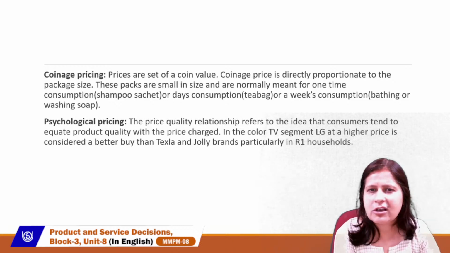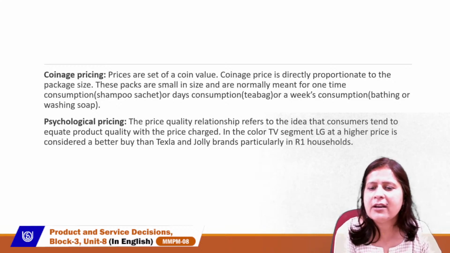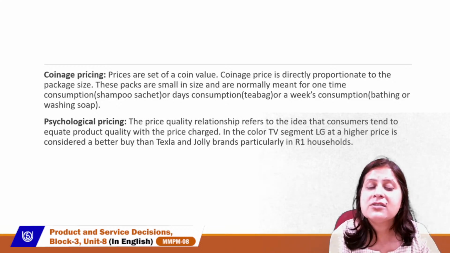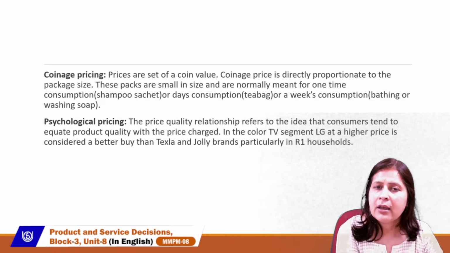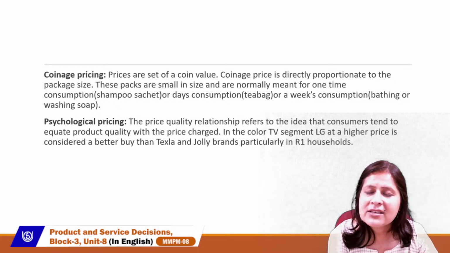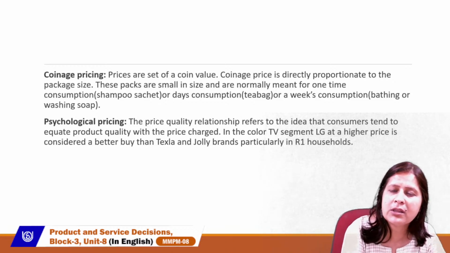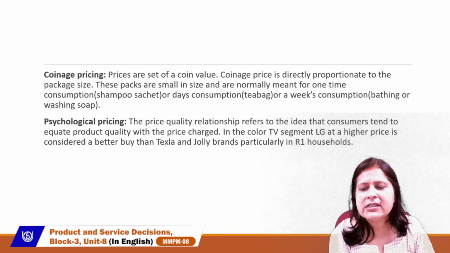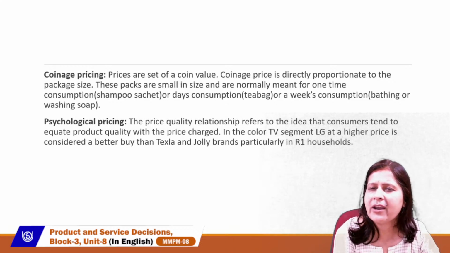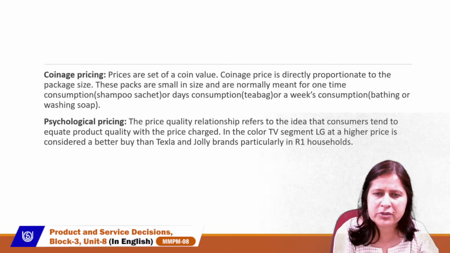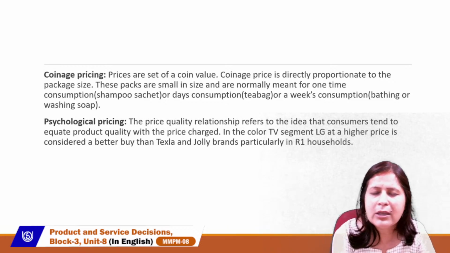Then psychological pricing, another pricing strategy. The price-quality relationship refers to the idea that the consumer tends to equate product quality with the price charged. If the company changes the price, the consumer tries to equate the price change with product quality. In the color TV segment, LG at a higher price is considered a better buy than Tesla and Jolly brands, particularly in rural households. That is, they compare the quality of the product with the price charged.